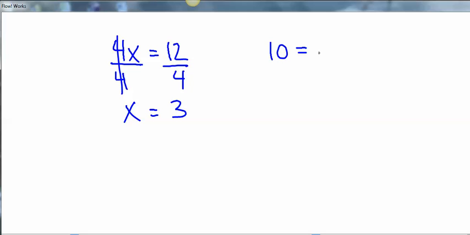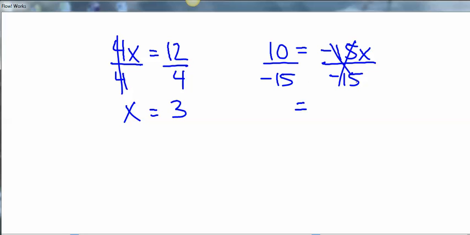If 10 equals negative 15x, they're multiplying negative 15 times x. So we're going to divide each side by what? Negative 15. Very good. Bring down your equal sign. These cancel out. x equals negative 2/3.